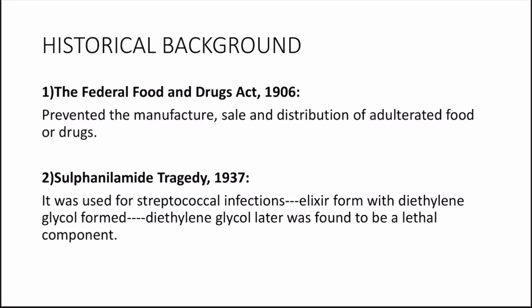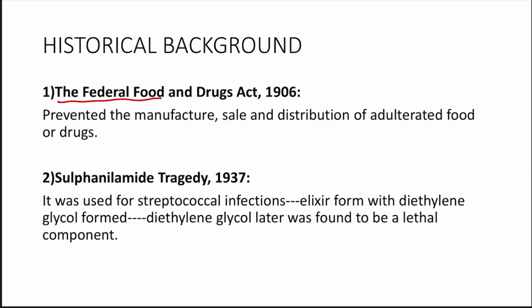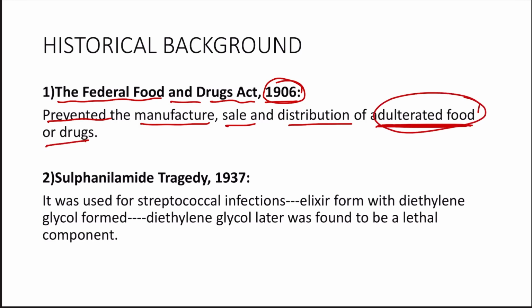Now coming to the historical background for the development of good clinical practice, we will go year wise. So first is the Federal Food and Drugs Act, which was passed in the year 1906. So this act prevented the manufacture, sale and the distribution of the adulterated food or drugs. So adulterated food and drugs, their manufacture, sale and distribution was prevented according to this act.